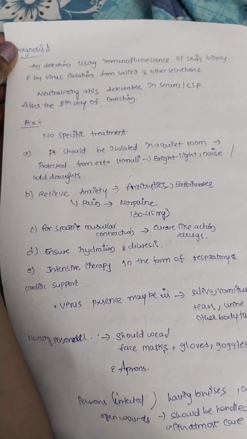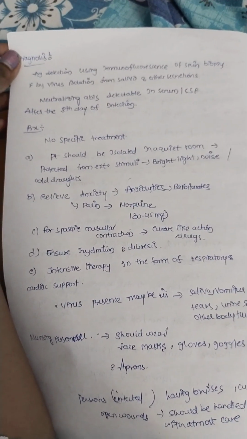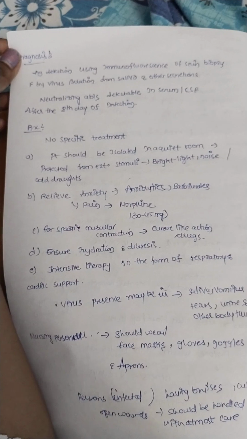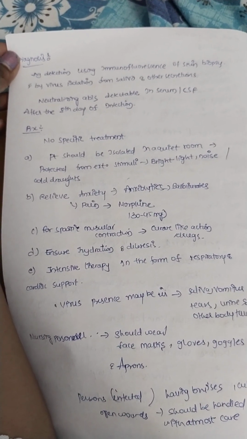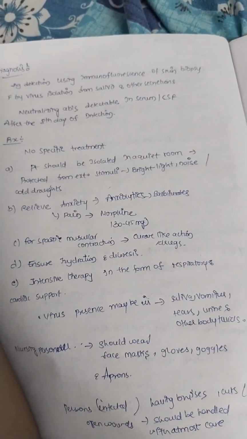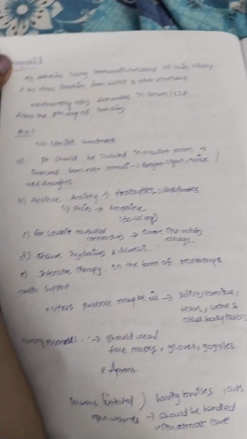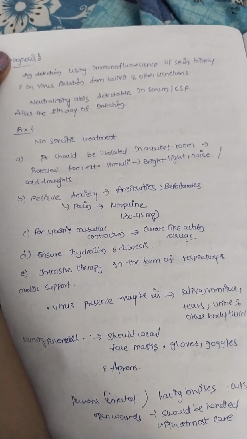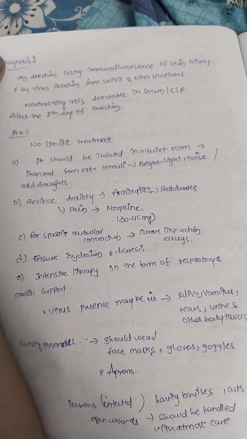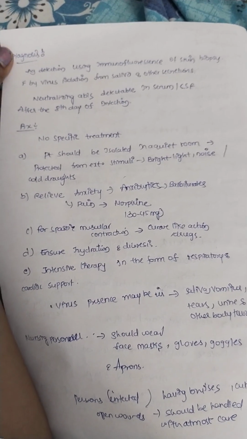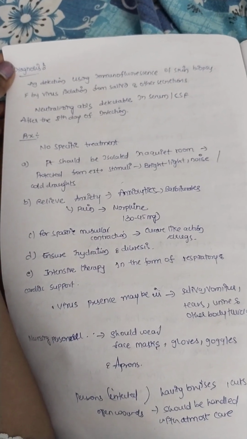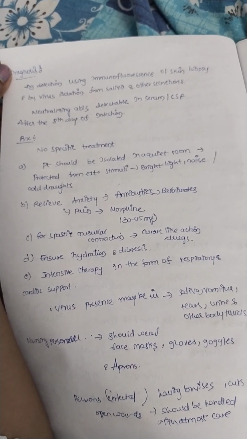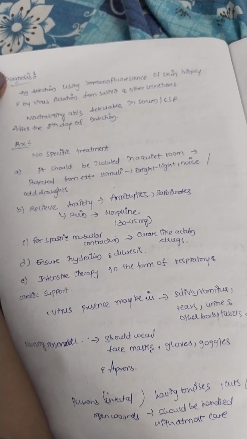So what is the treatment? No specific treatment. The patient should be isolated in a quiet room until death. If we nurse the patient, we should do so with utmost care. We should protect from external stimuli, bright light, noise, cold draughts. We should relieve the anxiety of the patient by using anxiolytics or barbiturates to induce sleep. We should reduce the pain by using morphine, 30 to 45 mg, which gives better results.